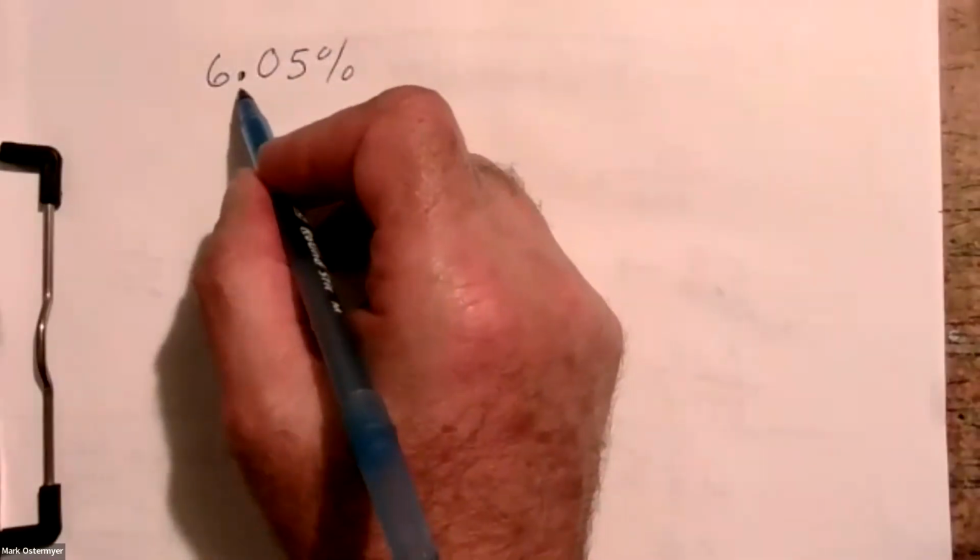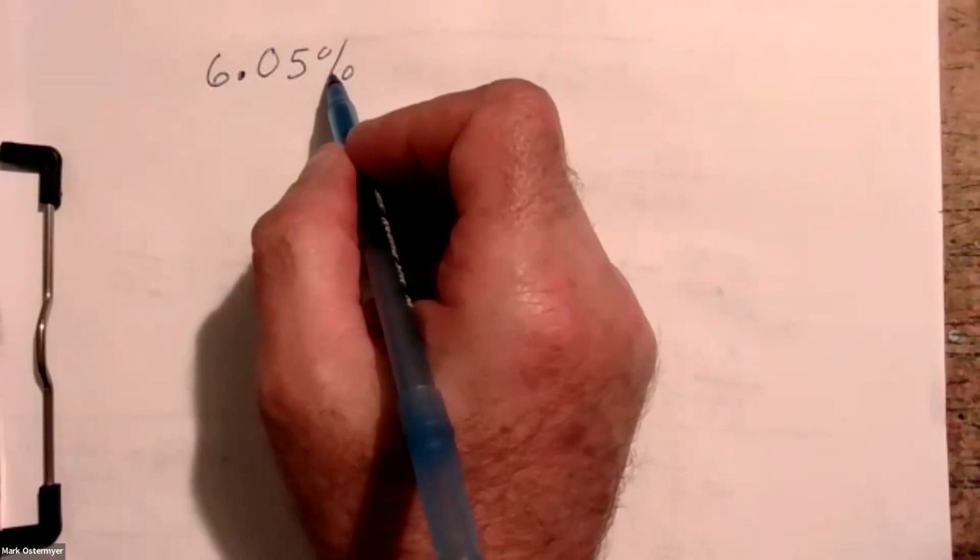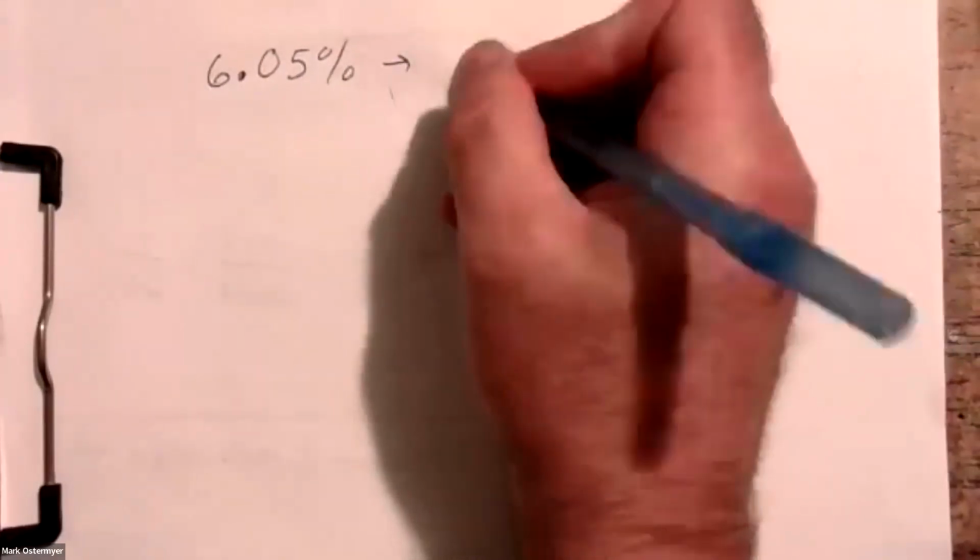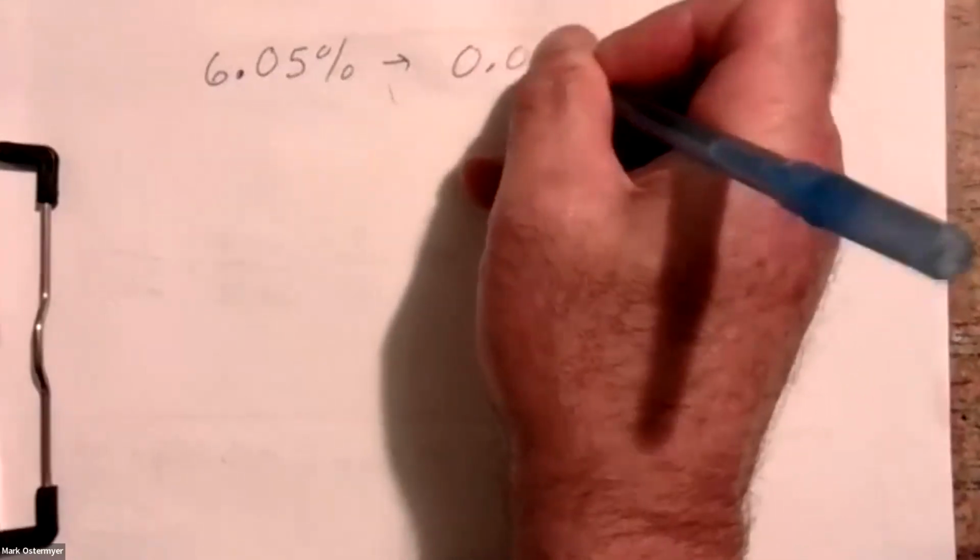How would I convert this percent into a fraction? Again, there's 2 ways. Method number 1. First of all, turn this decimal percent into an ordinary decimal by shifting the decimal point 2 places to the left. So this is going to be 0.0605.